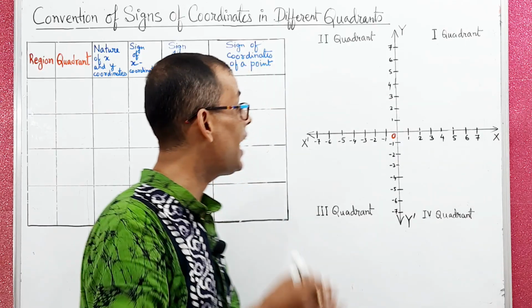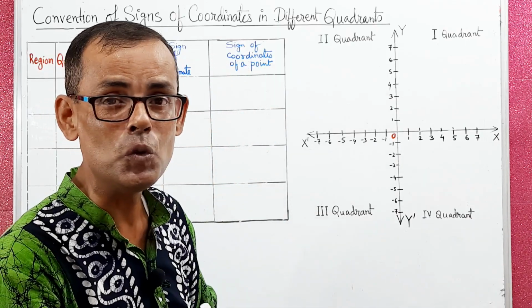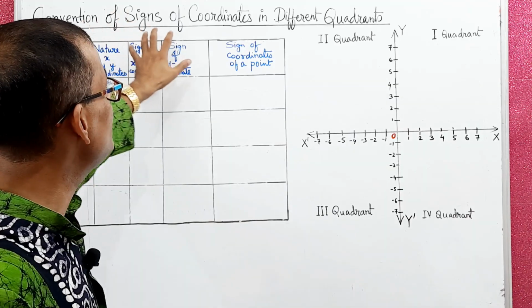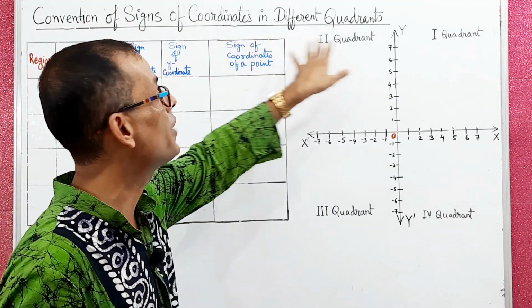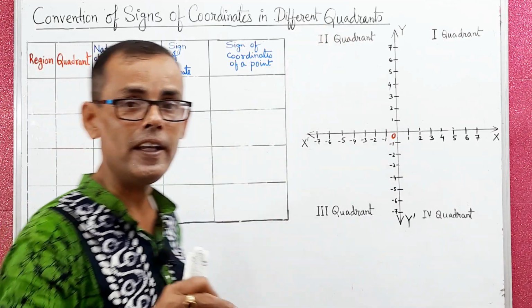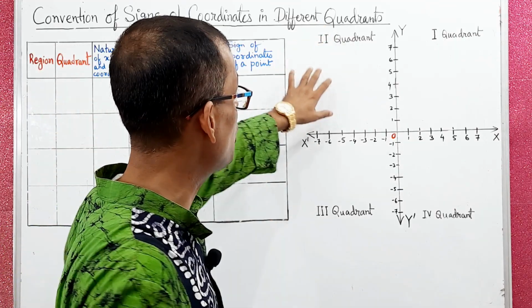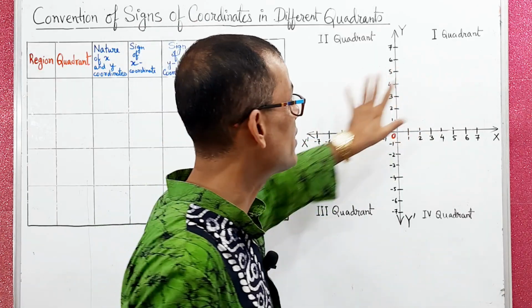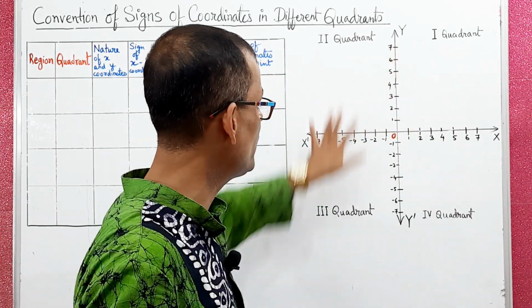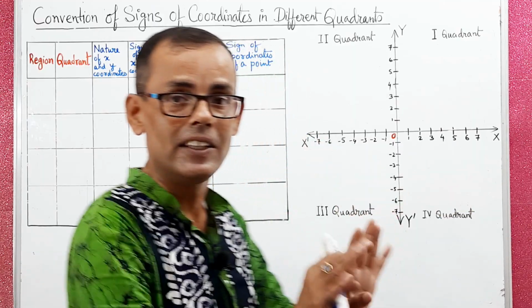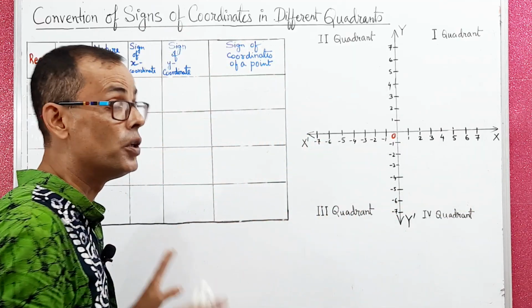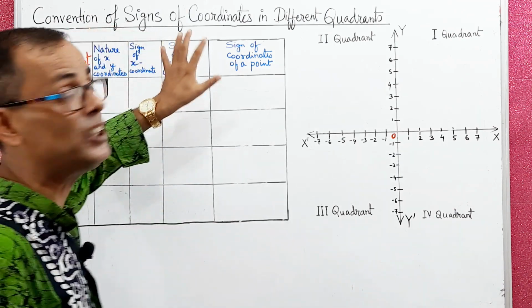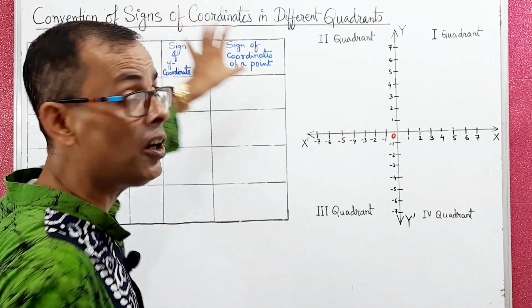Now today we will understand another new concept. What is that? The convention of signs of coordinates in different quadrants. In our previous classes I have taught you that in the XY plane we have four quadrants: first quadrant, second quadrant, third quadrant, fourth quadrant. This one we have already understood. Now today we are going to understand the sign convention of coordinates.